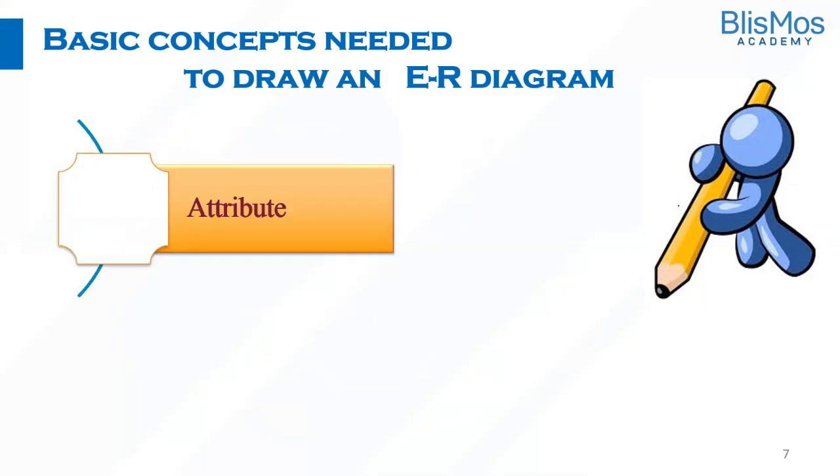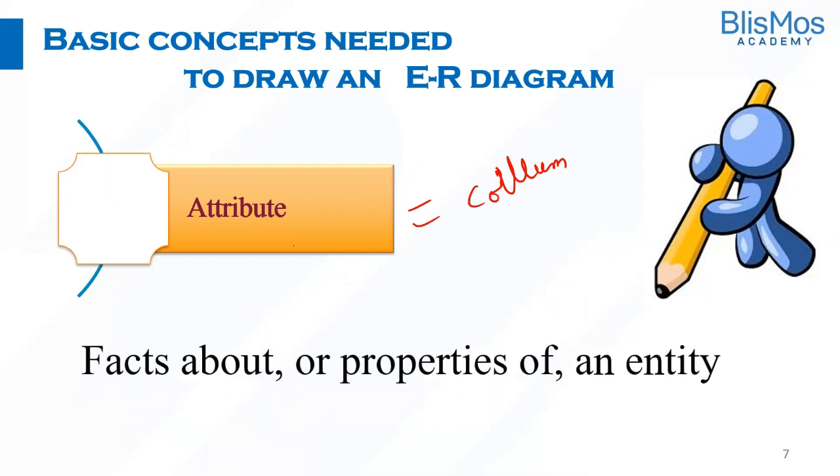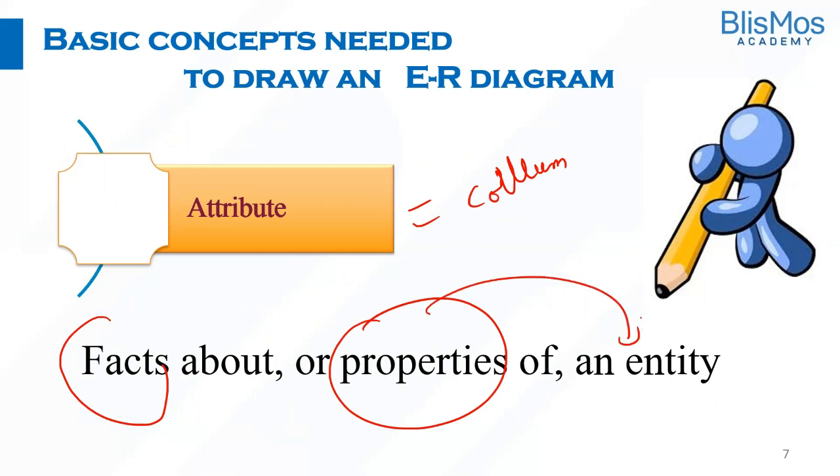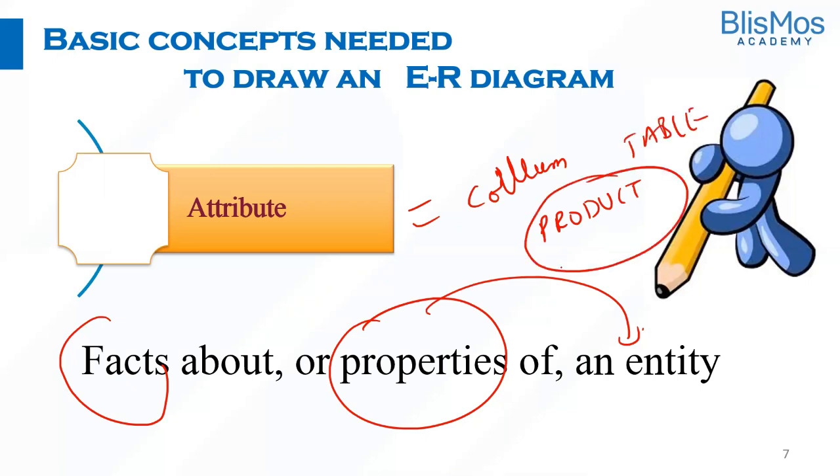What is attribute then? Very simple, right? If you recollect, attribute is nothing but a column. So in the context of the ER diagram, attributes are nothing but facts or properties of an entity. If you want to take an example like product entity or a product table, in product table, we need to have a product name, product ID, product description. All these things are properties of a product, right? So attribute represents the facts or properties of an entity.